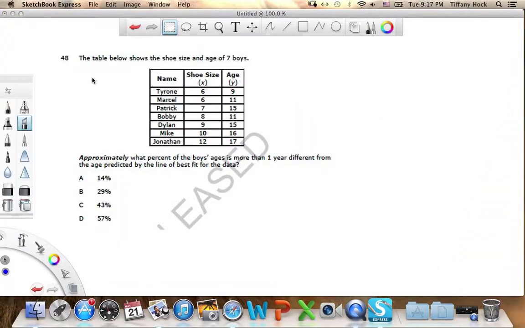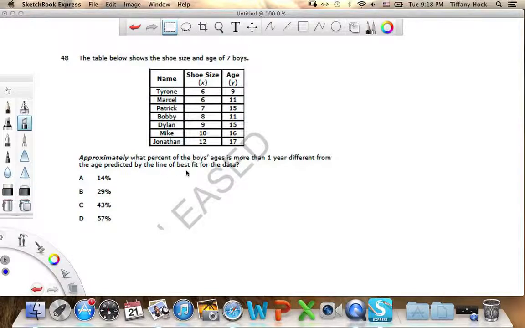Question 48 says the table below shows the shoe size and age of 7 boys. So we have shoe size as our X, it automatically tells us that's our X, and the age is Y. So what I would do is immediately plug these in my list 1 and these in my list 2. And it says approximately what percent of the boys' ages is more than 1 year different from the age predicted by the line of best fit for the data.